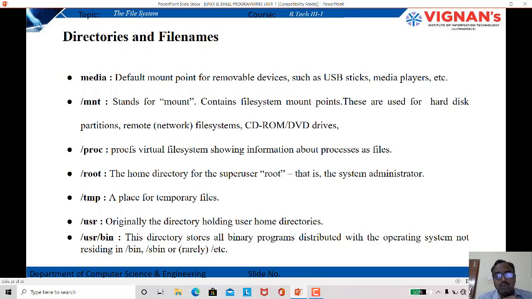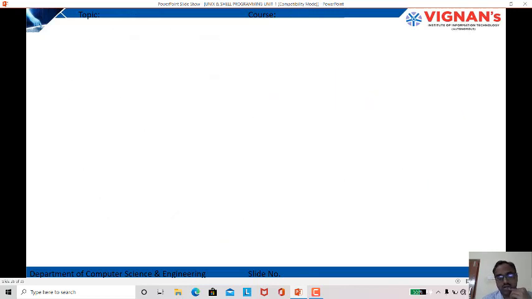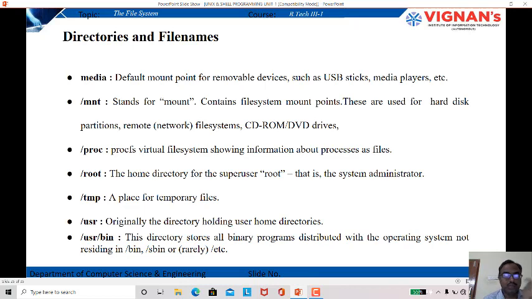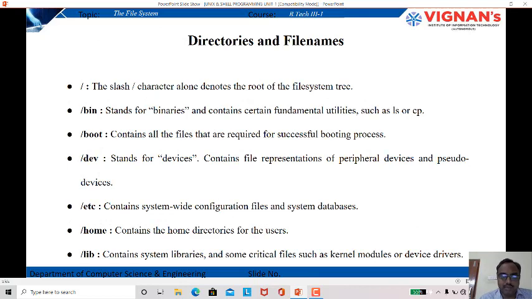Next, /usr/bin. What does it do? This directory stores all binary programs distributed with the OS which are not residing in /bin, /sbin, or etc. With this one, we have finished the directories and file names.